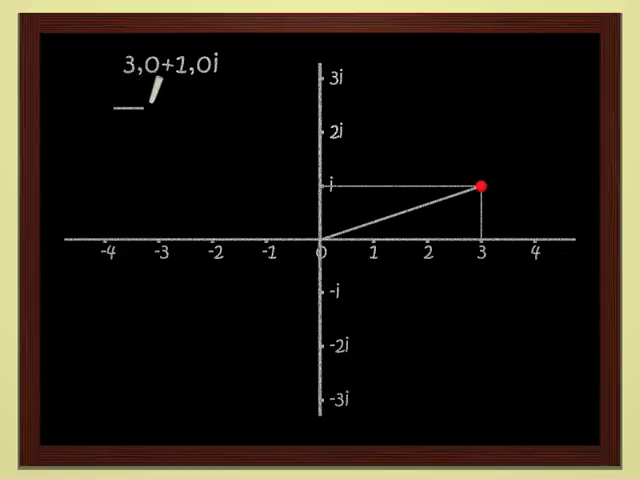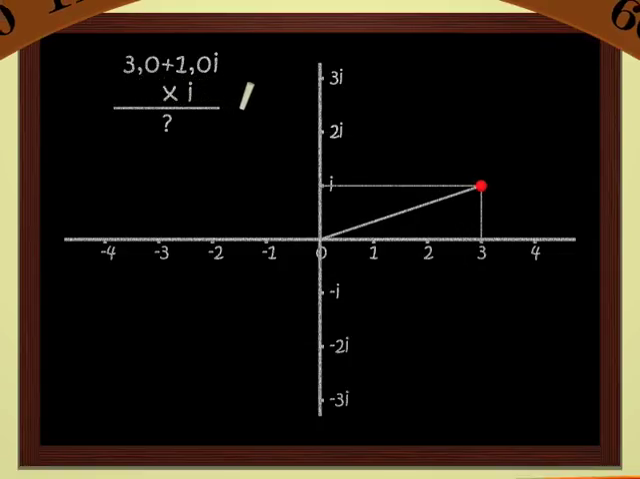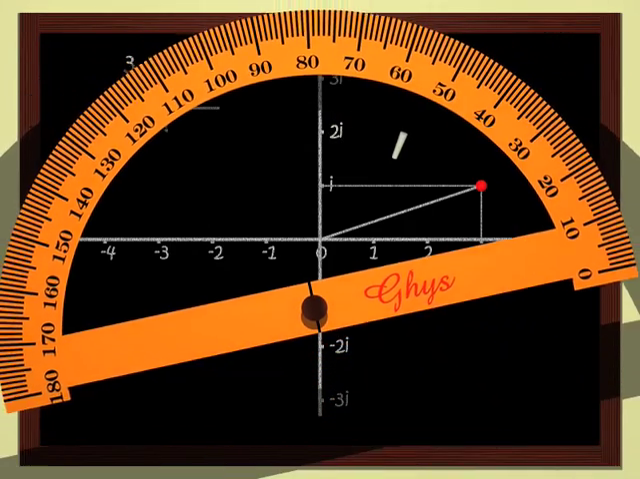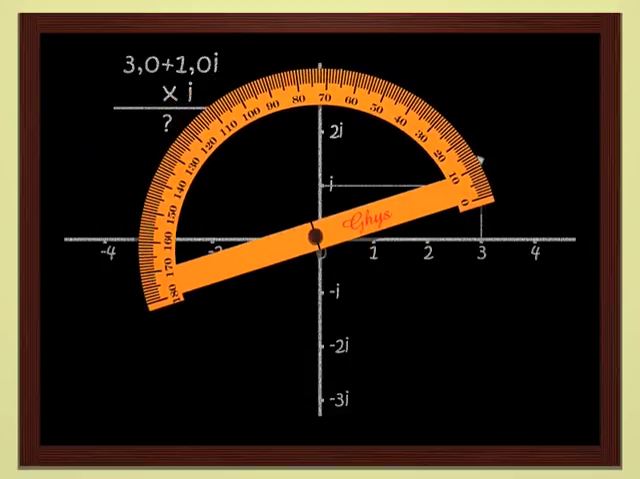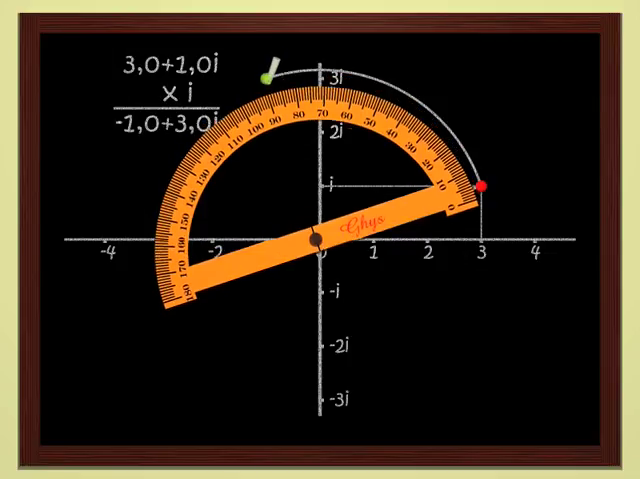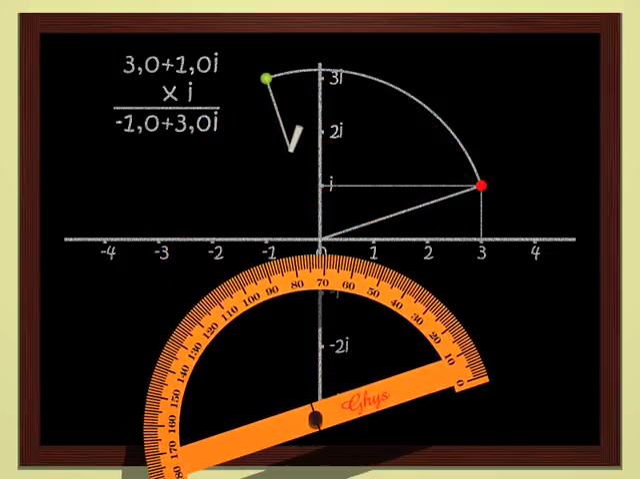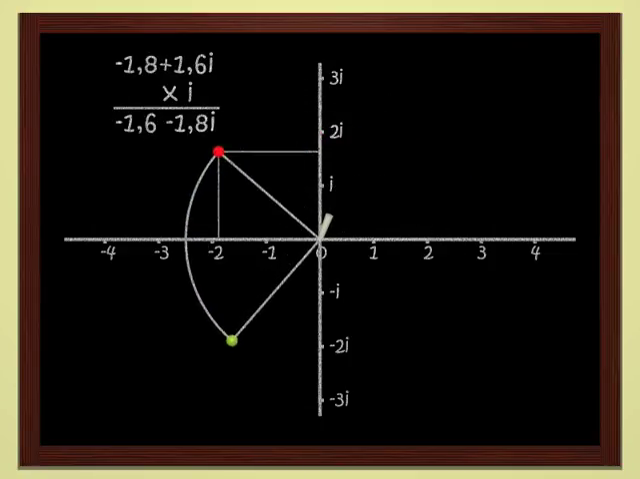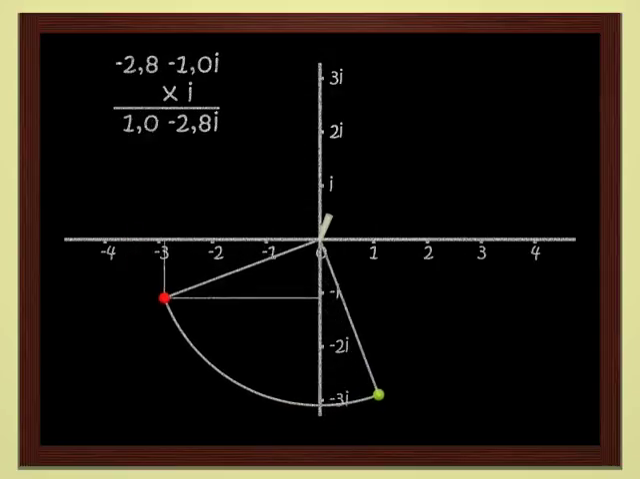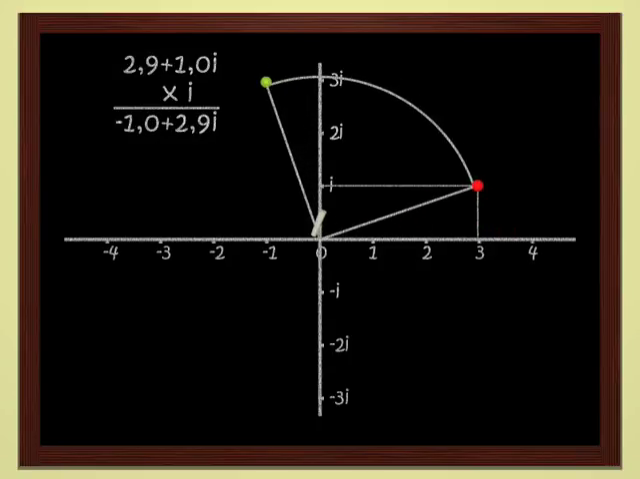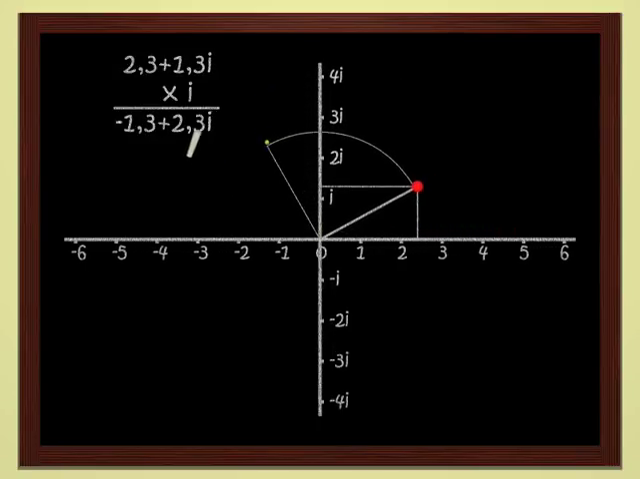Multiplying by i is not difficult either, since we know that i corresponds to a quarter turn. In order to multiply 3 plus i by i, we just have to rotate by a quarter turn. We get -1 plus 3i. Not so complicated, these complex numbers. And finally, we can multiply any two complex numbers with no problem whatsoever.